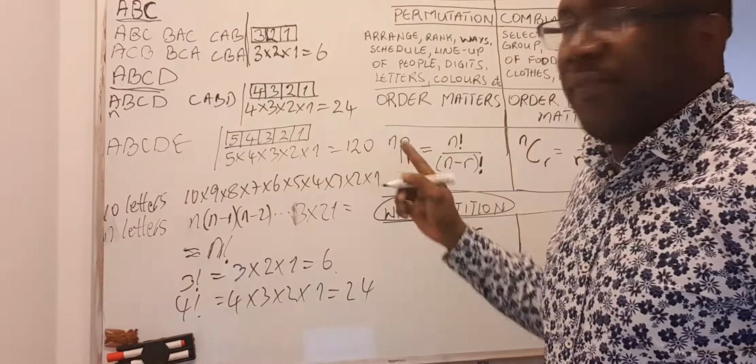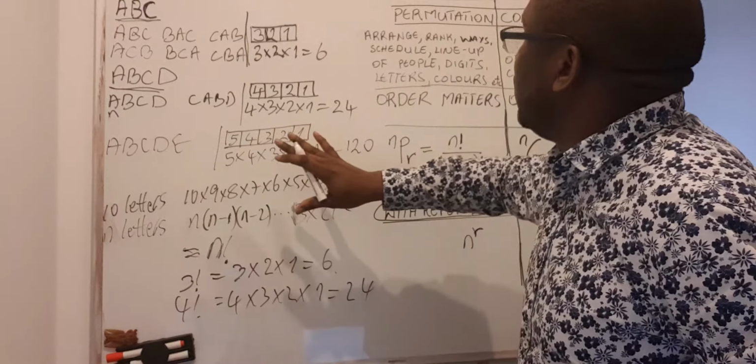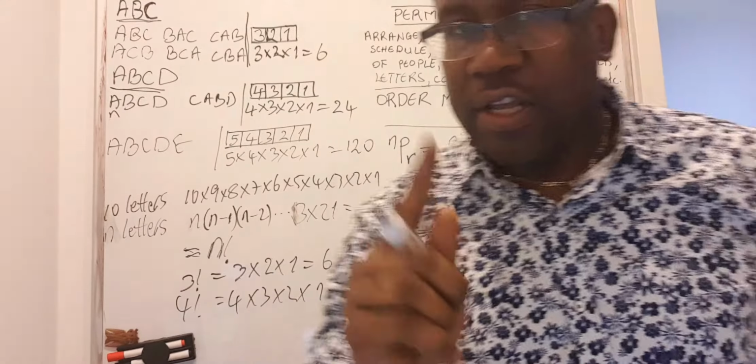We are going to move to our next video, where we now move into using the factorial notations to define our permutations and combinations. See you shortly.